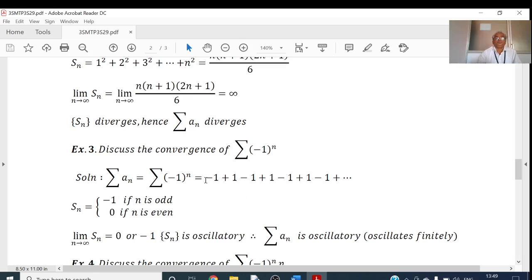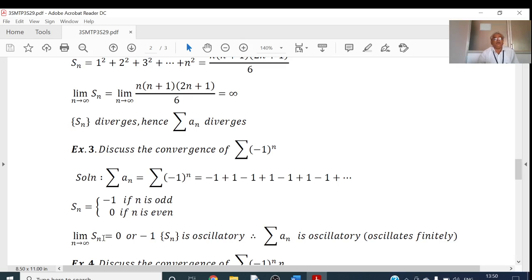Now here, what is S1? S1 is equal to minus 1. What is S2? S2 is equal to 0. What is S3? S3 is the sum of the first three terms, which is equal to minus 1. S4 becomes 0. S5 is minus 1. So that means here, if n is odd, then I am getting Sn equal to minus 1. And if n is even, I am getting Sn equal to 0.